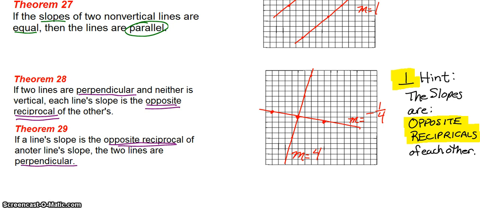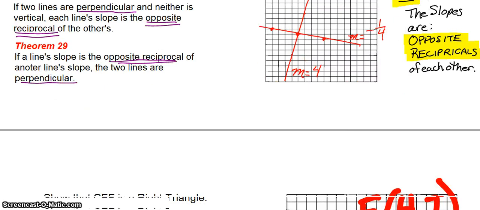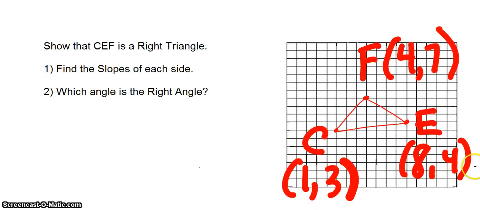So if we see that we change the sign and flip the numerator and denominator, we are indeed perpendicular. So let's look at a couple of examples where we might use this. We want to show that CEF is a right triangle. Now to do this, we've got to find the slope of each side and then determine which side is the right angle if it is indeed a right triangle.